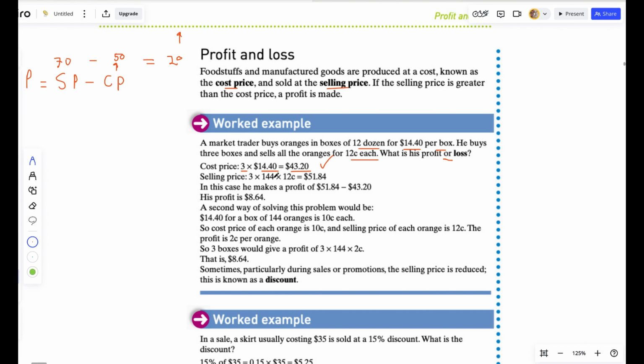1440. I think there's 0 here. Then times 12 cents. Then you get this. So his selling price will be $51.84, right? So if he sells this at $51.84, then he would have made a profit. If you want to look for profit, you say this selling price minus this cost price, which will give you about $8.64. That would be the profit. Is that okay? Okay, so that's done for that.